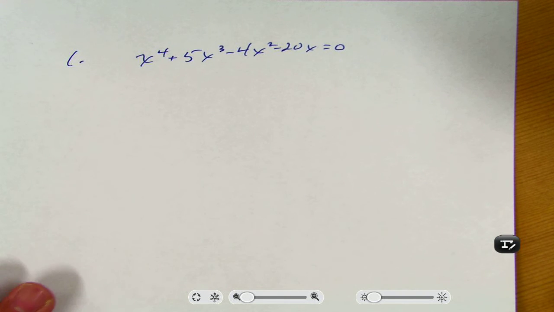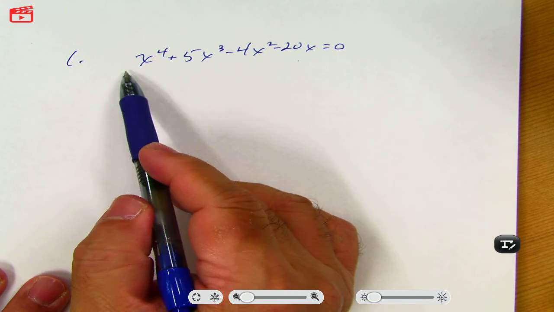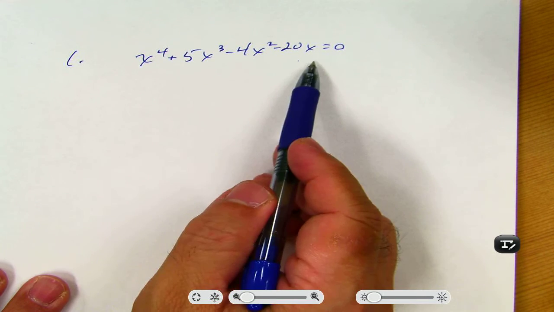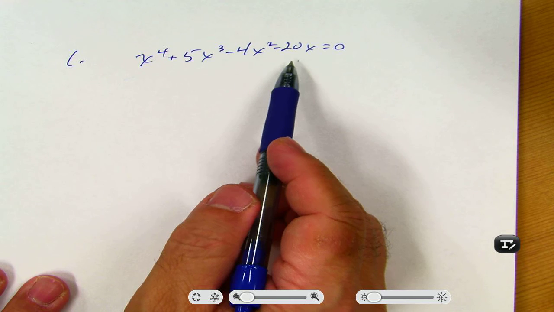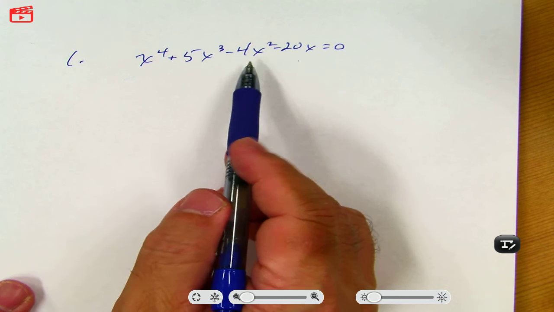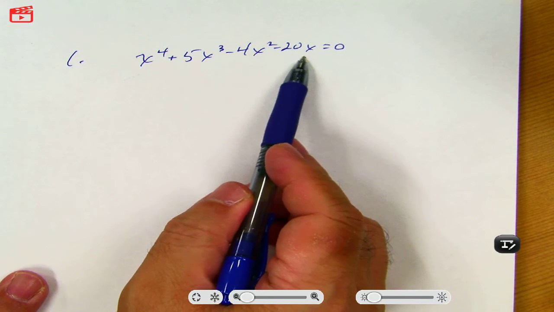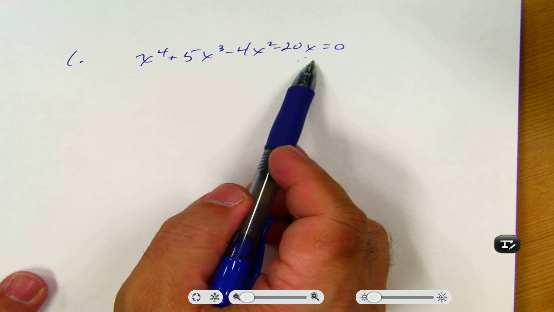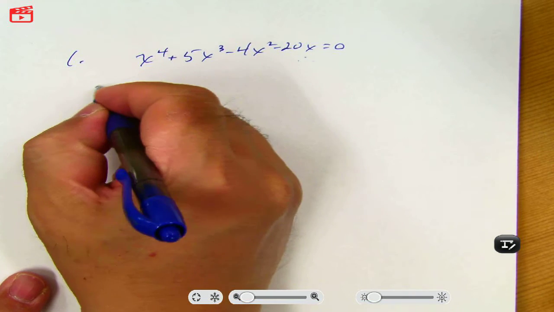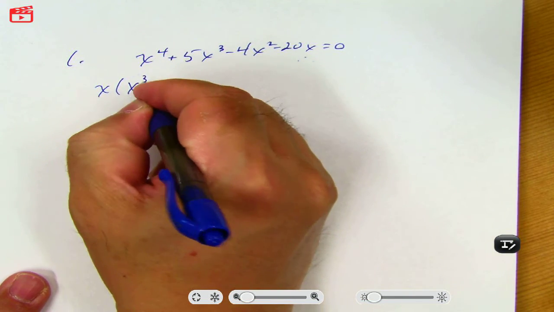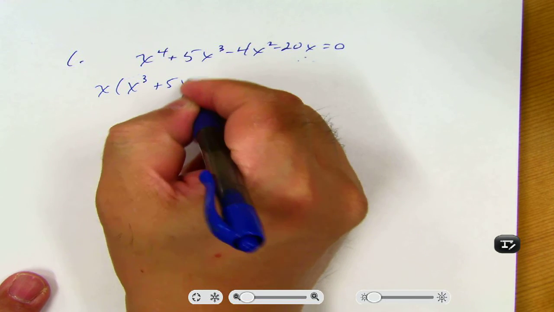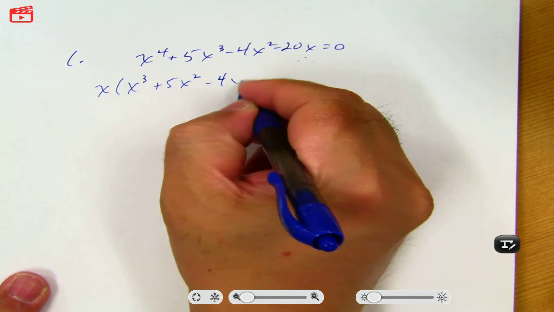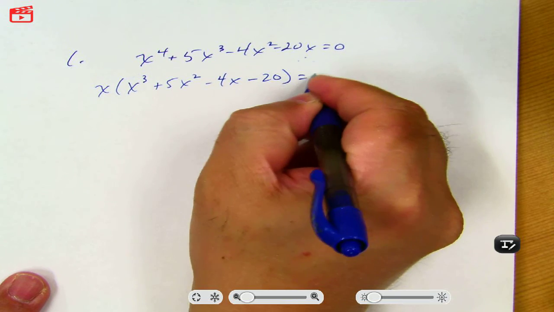This is from 304. The first thing you want to do is factor out a common factor. That's the most common error for students, to not take that step. If all of them have a variable, that means you've got a common variable. So I'm going to take out an x. So that's going to be x cubed plus 5x squared minus 4x minus 20 equals 0.